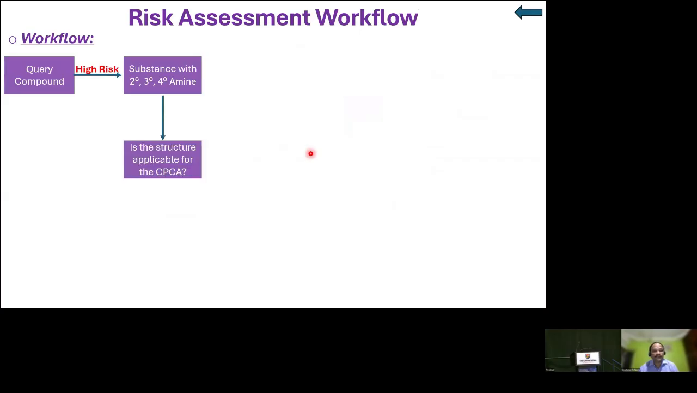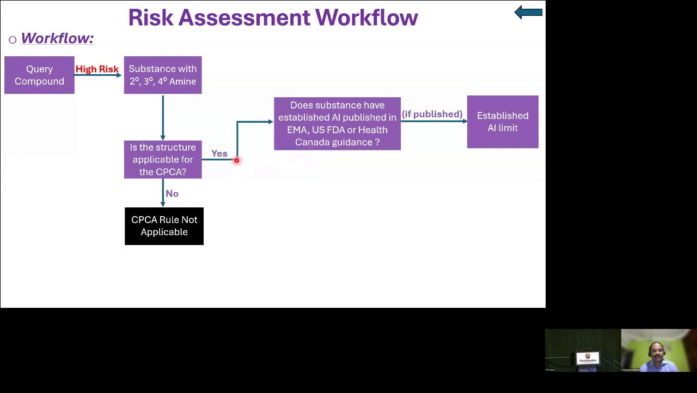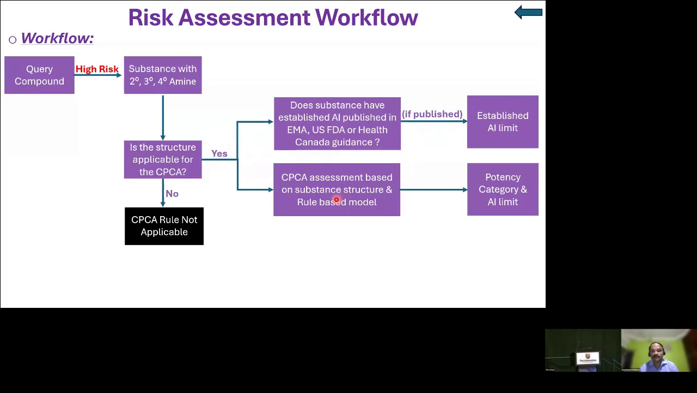So the overall workflow of this tool is that once the compound is inputted into this tool, the tool flags high risk in case of molecules with secondary or tertiary amines. Then it follows the US FDA guidance, and it considers whether the structure is applicable as per the CPCA. If the CPCA rule is not applicable, then there is a low risk for nitrosamine formation. If the structure is applicable for CPCA, then the tool goes through the literature to understand if there is any acceptable intake published in the EMA guidance as well as US FDA or other health authority guidance. If the acceptable intake limit is published, then this limit is what is shown by the software. In case the acceptable limit is not published, then the CPCA assessment based on the structure as well as the rule-based model can be done, and the acceptable intake limit can be derived.